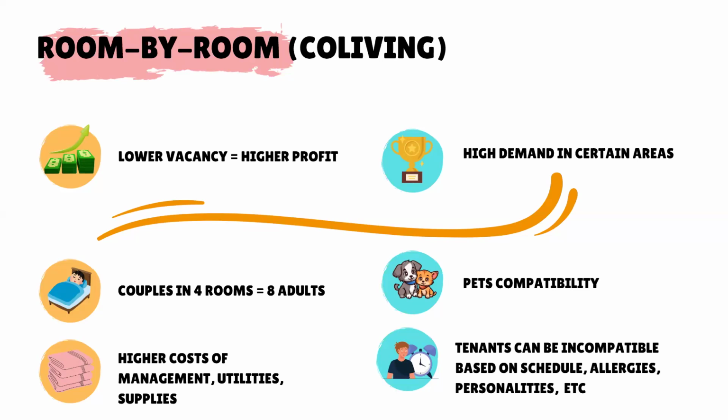And as a result, you're catering to 6 different adults. Some of them might argue, some of them might have habits like playing music or smoking or whatever. You have a higher potential for conflict and also a higher demand on your management, and also the request for soap, shampoos, dishwashing liquid, laundry detergents, cleaning supplies, etc. All of this will be much higher when you have a room by room situation.